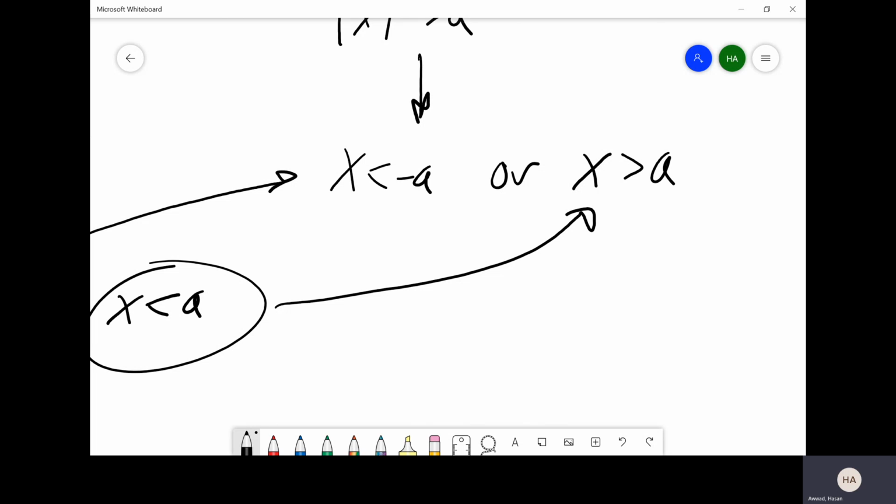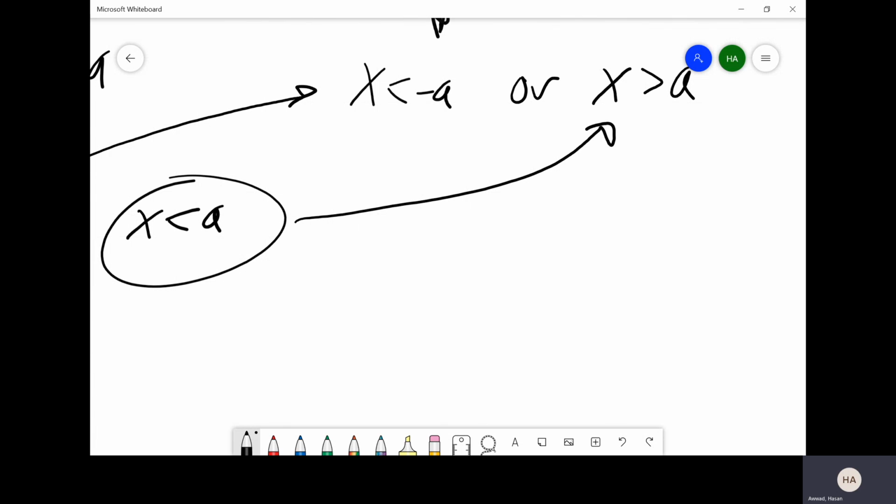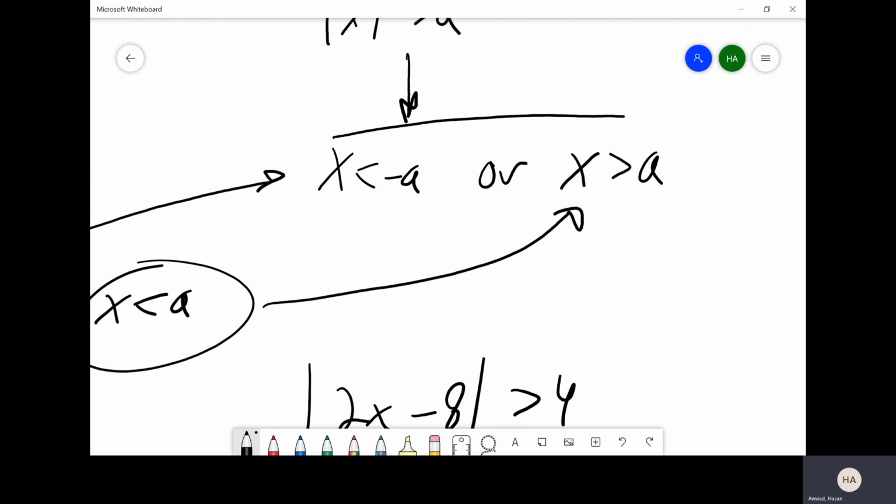All we did is take the things that we had and flip them. So let's see if we can take our two new inequalities and apply them to an example. Let's say we had the absolute value of 2x minus 8 is greater than 4. So what we have to do is take the two new things that we just solved for, the two things that we flipped on their head, and set up two different inequalities.